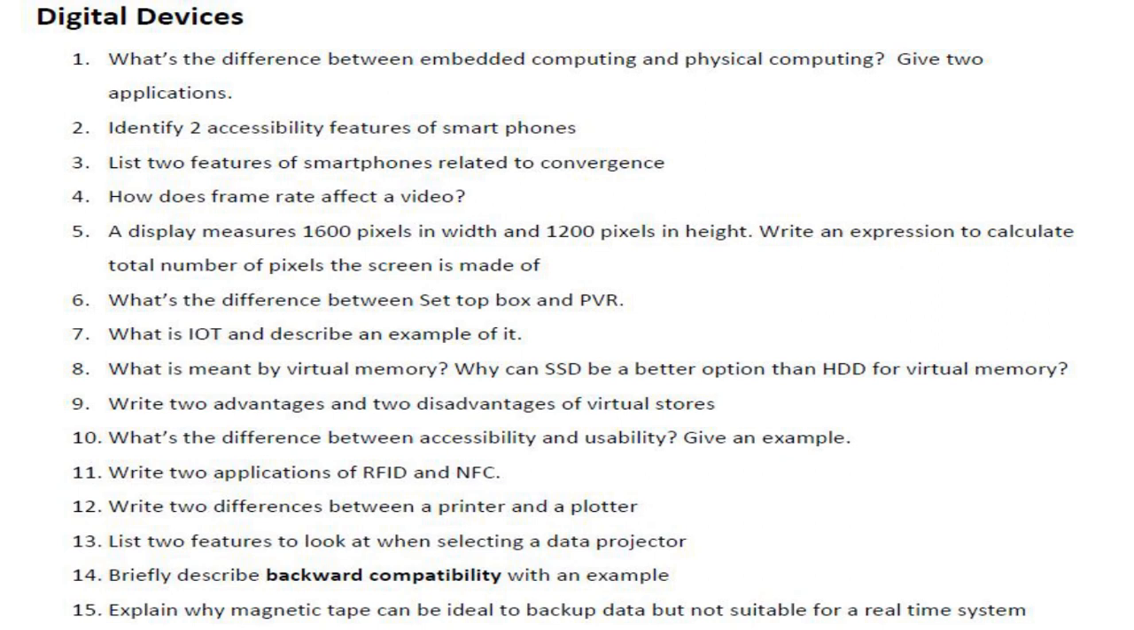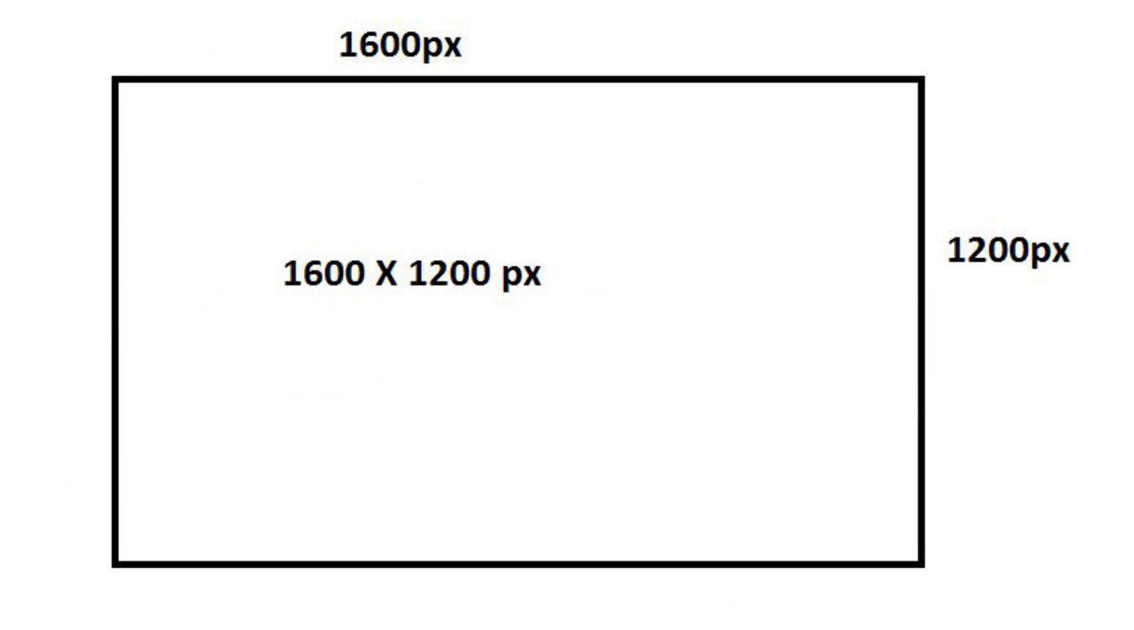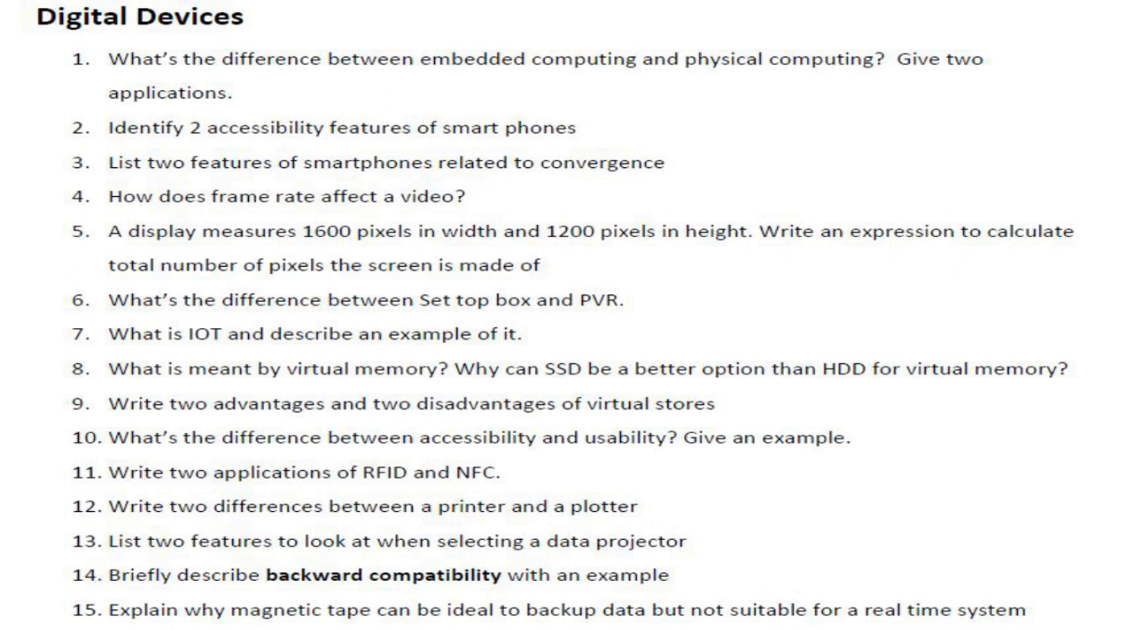A display measures 1,600 pixels in width and 1,200 pixels in height. Write an expression to calculate the total number of pixels the screen is made of. Well, if you take the screen like this, and if this is 1,600 px, and if this is 1,200 px, well, the total number of pixels that the screen is made up of can be measured by multiplying these two values, 1600 into 1200. Okay, so you don't really need to calculate the total, just get the expression.